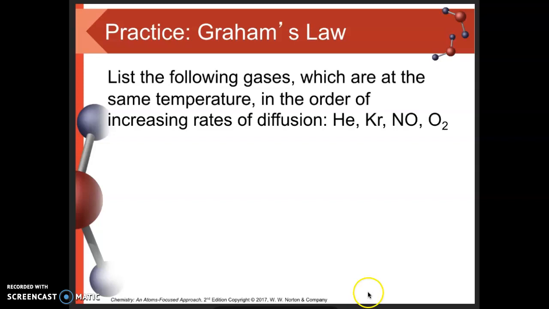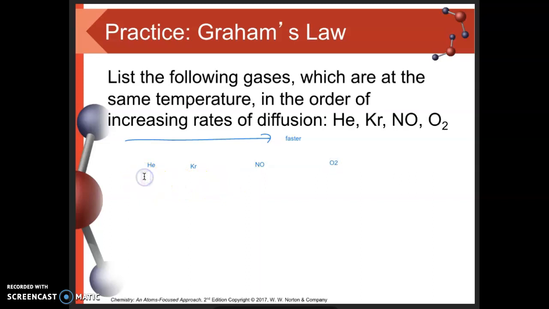So let's take a look at a couple of examples. First example here is a purely qualitative example. Based upon the molar masses of these four gases, which order would they go in terms of increasing rate of diffusion? And so increasing rate of diffusion means that as we go from left to right, we are going to get faster. And so all we need to do is look at the molar masses of each of these and put them in the appropriate order.